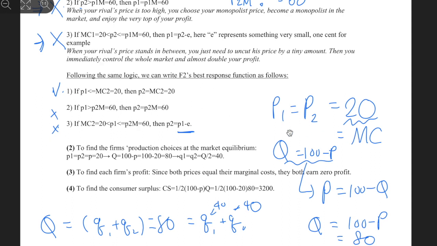So first question, we got the price for each farm. And second, we got the quantity for each farm. So we have to have what? Profit and consumer surplus. Let's go back to the whiteboard.